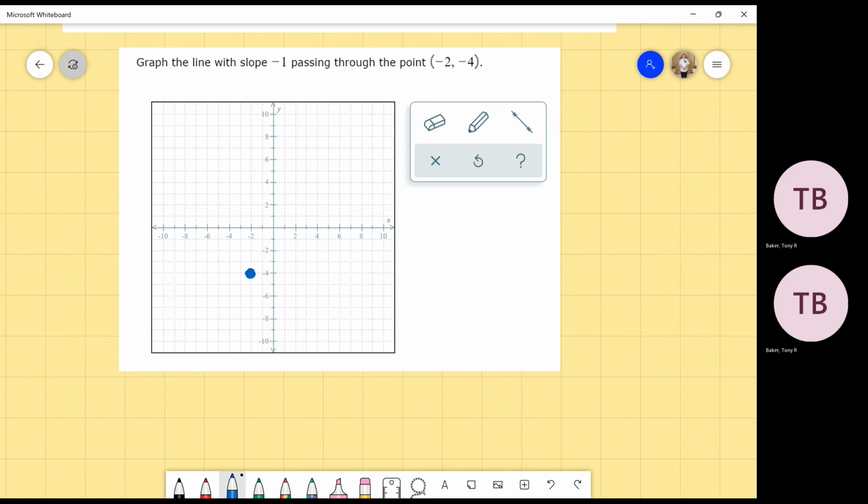Now, what's my slope in this case? My slope is -1. And since it's a whole number, it's always over what? Always over 1. So I'm going to go down 1 and over 1. And there would be my line. Okay. So yeah, any whole numbers are always over 1.